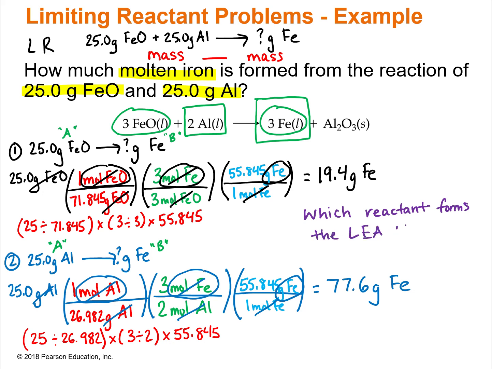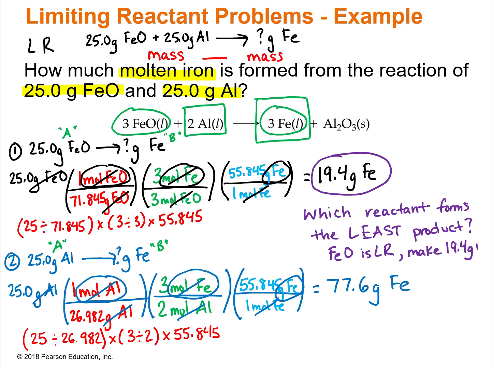Which reactant forms the least amount of product? That's the question that we always have to answer. And our equation in 1 gives us a yield of 19.4 grams of iron. That means the iron(II) oxide is the limiting reactant, and we make 19.4 grams of iron.